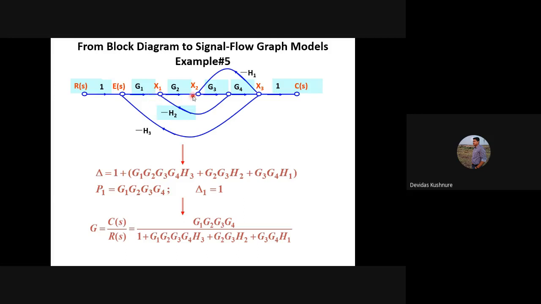So this is one of the loops, G3 G4 minus H1. So G3 G4 H1, minus minus is going to be plus, because it is 1 minus this bracket. Fine. So next is G2 G3 minus H2, minus minus is going to be plus. Then G1 G2 G3 G4 minus H3, so minus minus plus, G1 G2 G3 G4 H3. So that is your delta in the bracket.